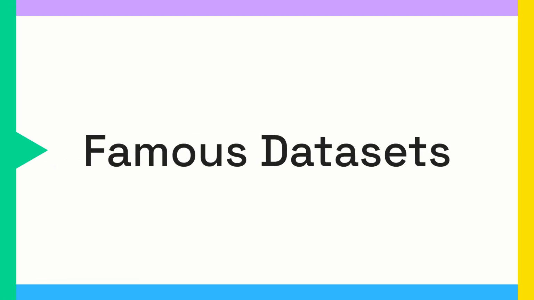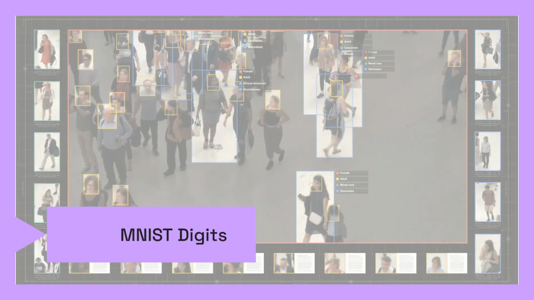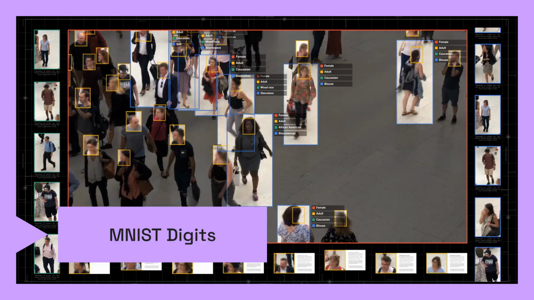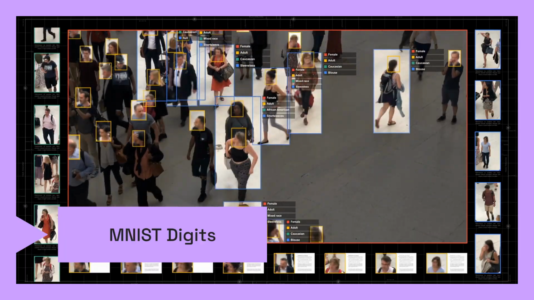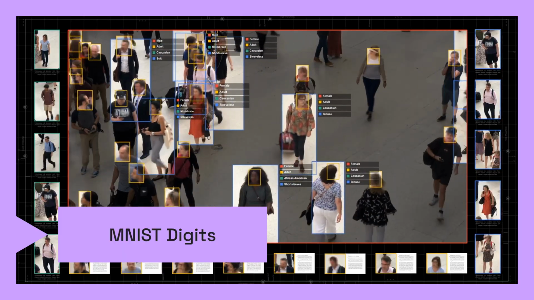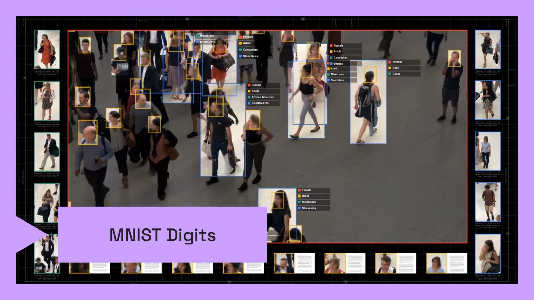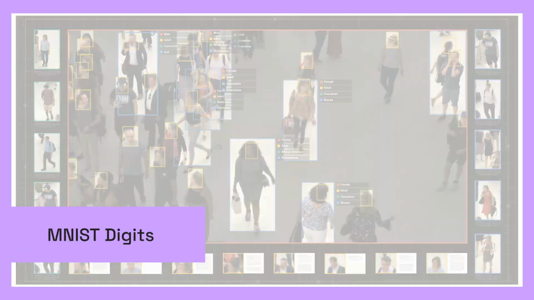AI research relies on a few famous datasets that have become milestones in the field. They are essential for benchmarking new AI models. First up is MNIST. This is a massive dataset of 70,000 images of handwritten digits, 0 through 9. It's the hello world of machine learning, used to teach AI to recognize handwriting.